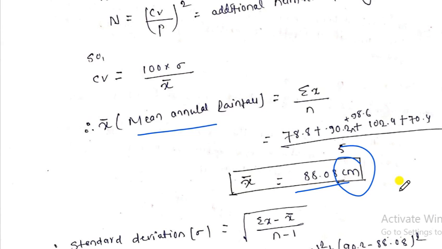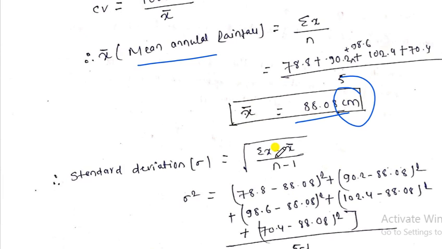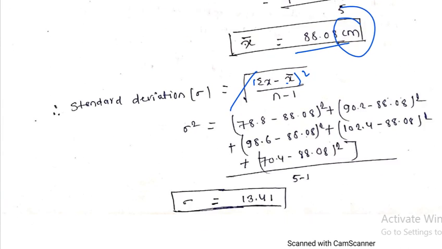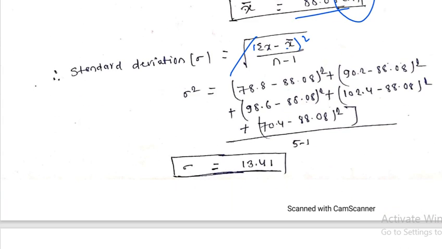Now we need to calculate sigma, right? We know the formula: sigma is the square root of the summation of (x minus x bar) whole square by (n minus 1). Here it will be squares, so if you substitute the square, then the root cancels. So here the x value is 78.8 and the x bar value is 88.08. Similarly, the second rainfall value is 90.2. We do all these calculations and divide by n minus 1, where n, the number of rain gauges, is 5. So 5 minus 1. Ultimately the sigma value comes to 13.41.